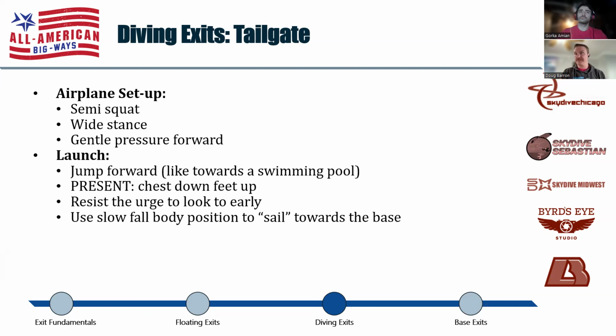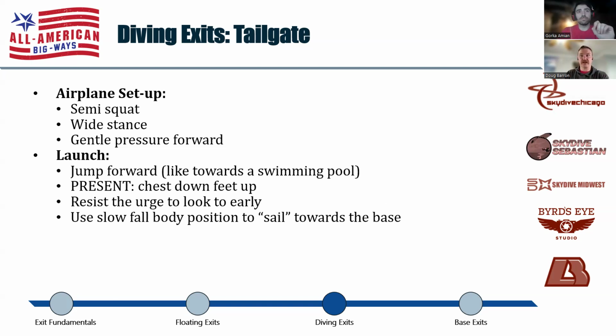So we're in a semi squat. We have our shoulders over top of our hips. We have a wider stance as we're in the aircraft setup. And then we have that gentle pressure forward. Now, we don't want to overrun the person in front of us, but we don't want to be caught on our heels and add time or distance between the person in front of me. So as we're leaving the airplane, we're jumping through the door and we're aiming for the front of the door.